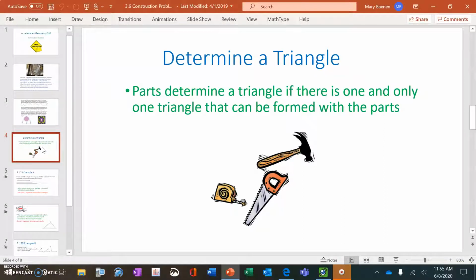The lesson for today has to do with determining a triangle. Parts determine a triangle if there is one and only one triangle that can be formed with those parts. So if they give me some parts of a triangle, and they give you the same ones, and you give it to one of our friends, and all three of us construct the triangle using those parts. If we all at the end get the same exact triangle, then those parts determine a triangle. If we get different triangles, then the parts that were given to us do not determine a triangle.